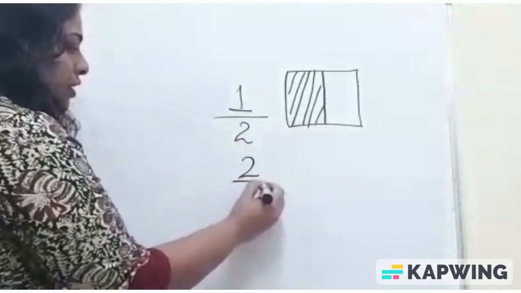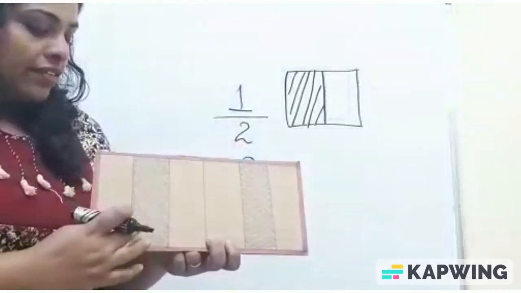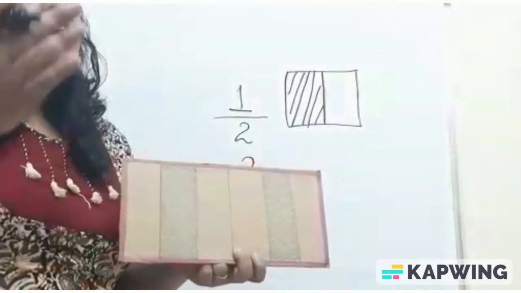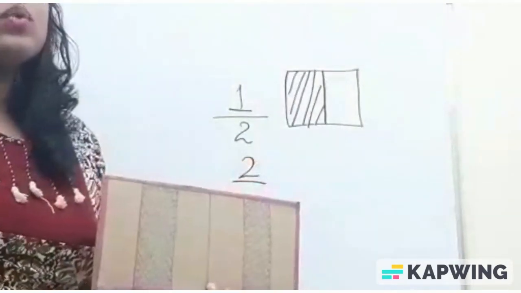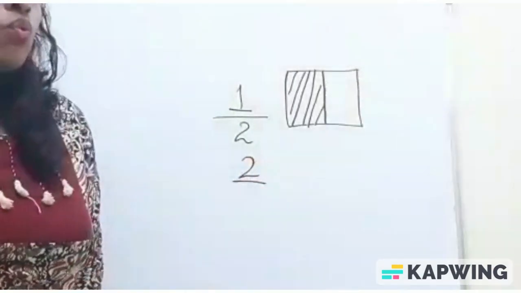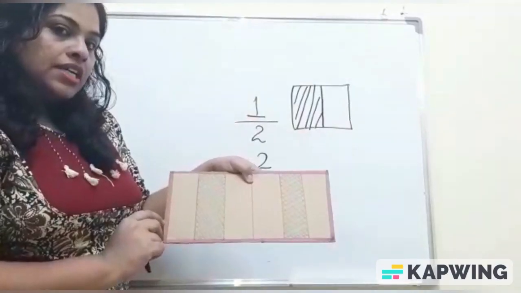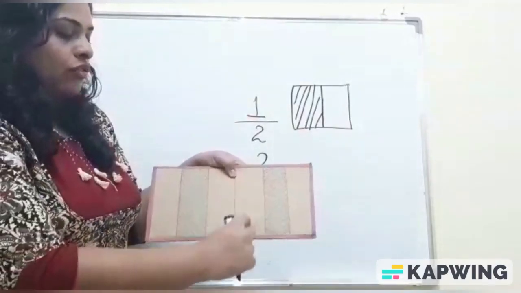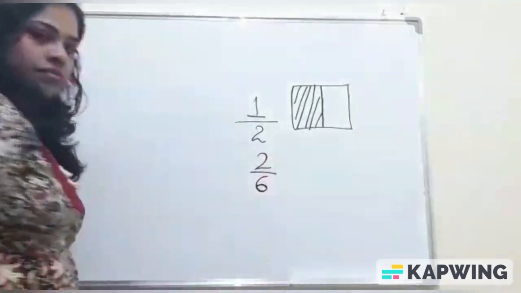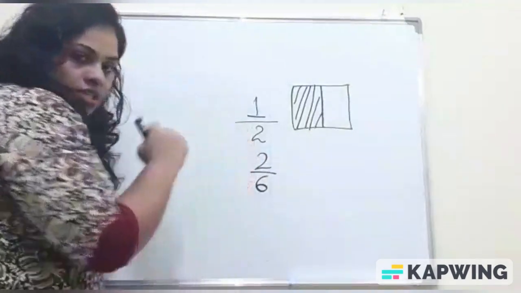2 parts are shaded. What does this shade mean? If I have shaded 2 parts, it means I am giving 2 parts to one student. Similarly, the parts that I have divided: 1, 2, 3, 4, 5, 6. So where do I write 6? Here. So what you have got? 1 by 2 and 2 by 6.